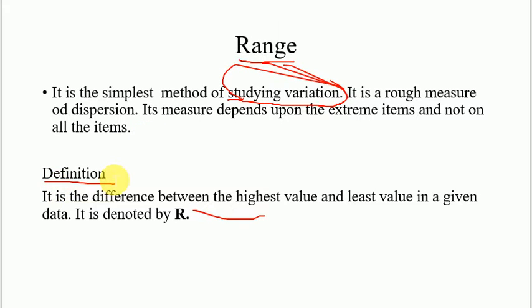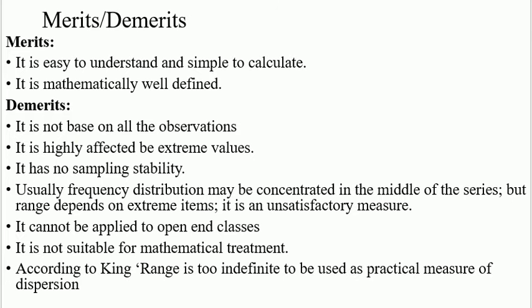In a simple definition we can say that the difference between the highest value and the least value in a given data is called the range. So what is the range? It is the difference between the highest and lowest value, and it is simply denoted by a capital R. Now, what are the merits and demerits of the range?